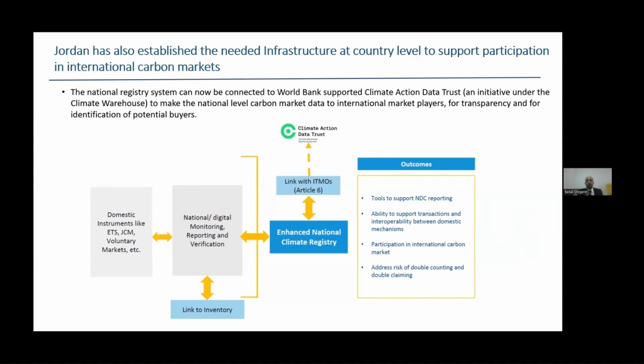Okay. Within creating the infrastructure itself, we've been with the World Bank previously within the PMR, the Partnership for Market Readiness. Within that, we've developed our national MRV system that will monitor, report, and verify carbon reduction issues. And it is also connected to the greenhouse gas inventory.